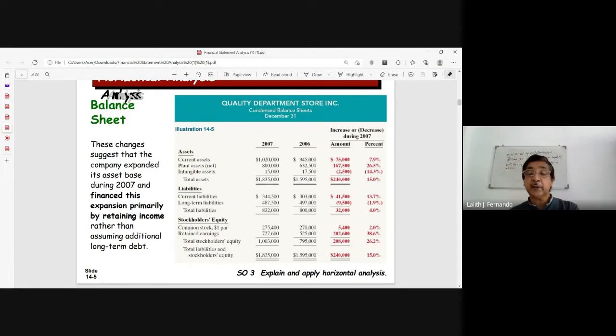Yes. Now it is understood. Why? You can just see the liabilities only increased by 32, only 4%. Liabilities increased only by 4%, whereas assets increased by 15%. And equity has really increased. So that is being funded basically by in-house or inside funds. That is what it says here, retaining income, rather than assuming additional long-term debts.